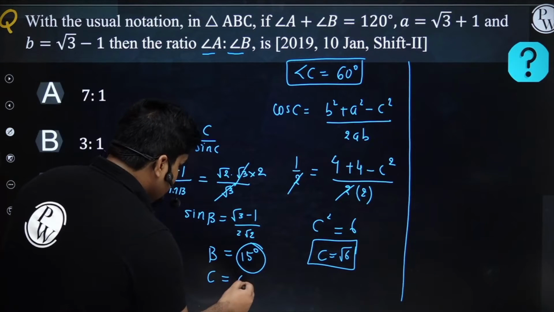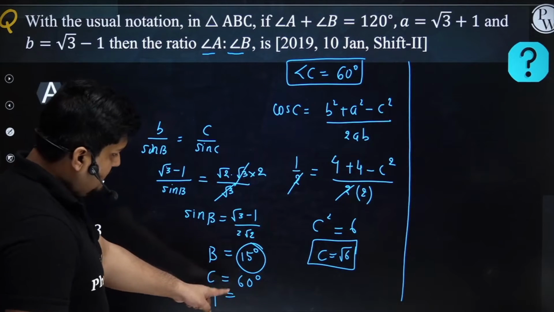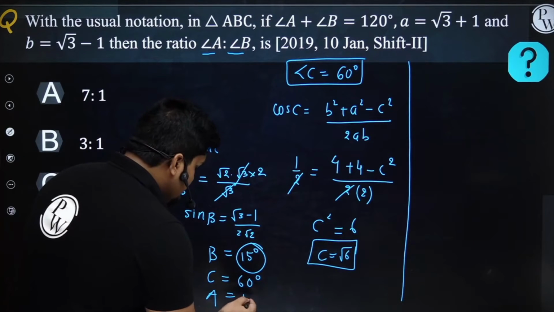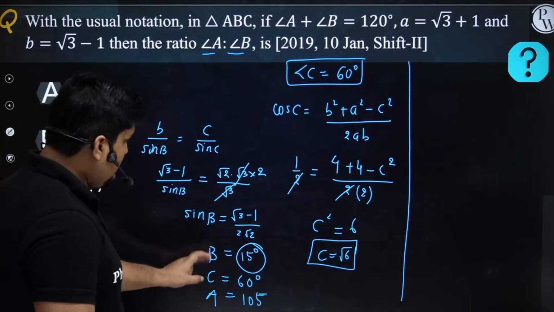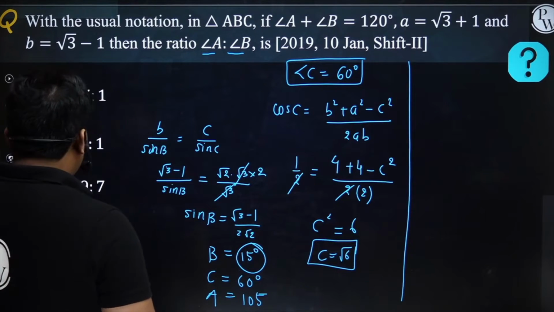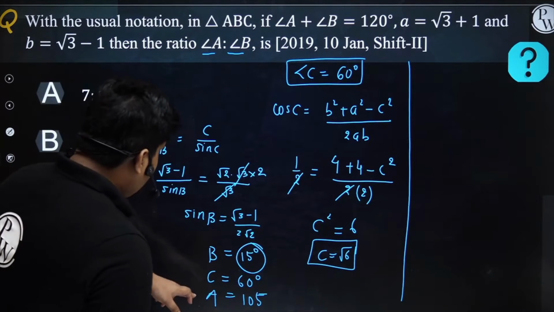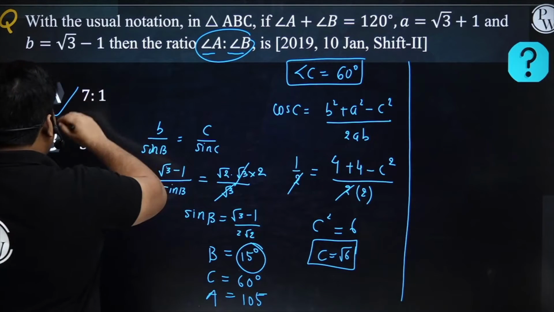Angle C is 60. So what is angle A? What is angle A? It is 180 minus B plus C, which is 60 plus 15, 75, so it will be 105. They have asked what is the ratio of A to B. So A to B, this is 7:3. Is it correct? Sorry, they have asked A is to B, so it will be 7:1.